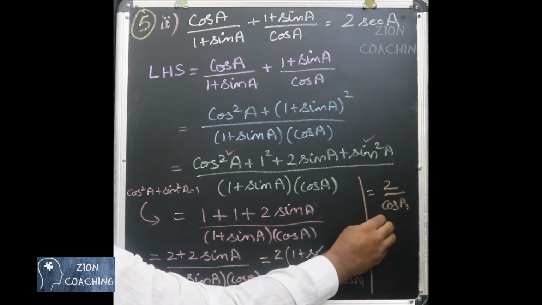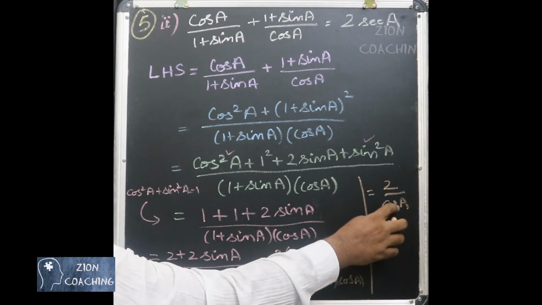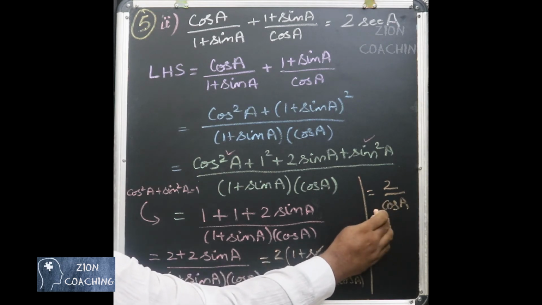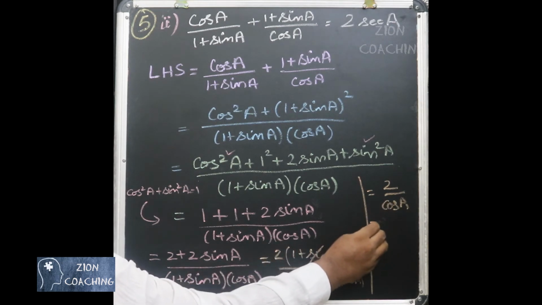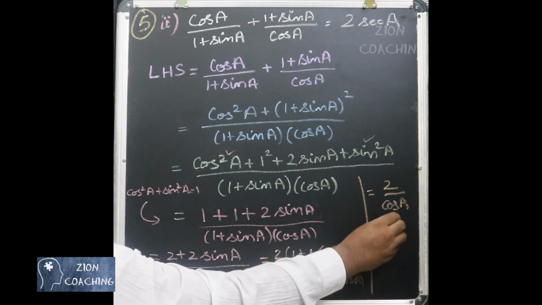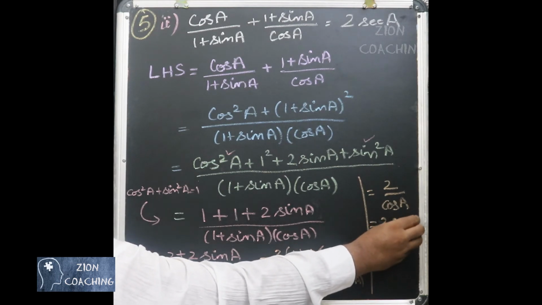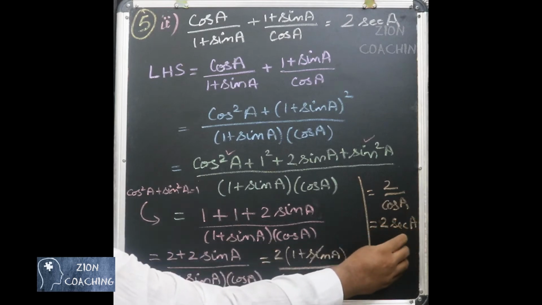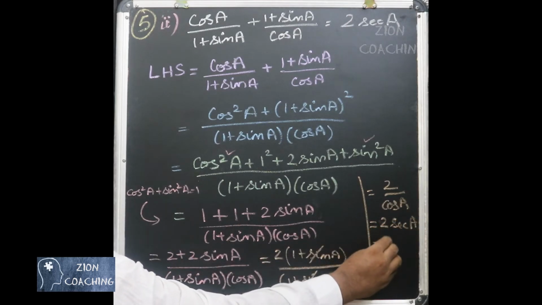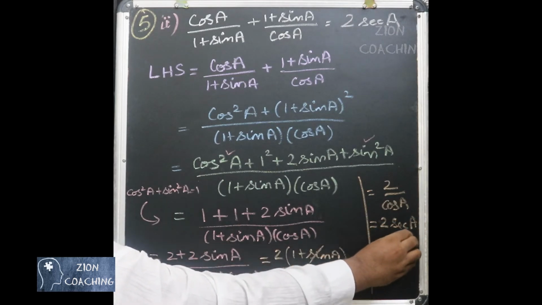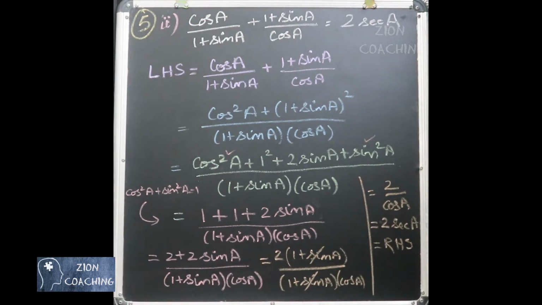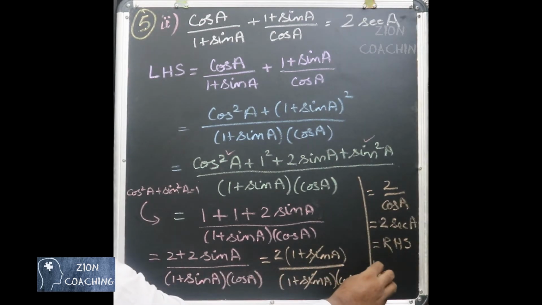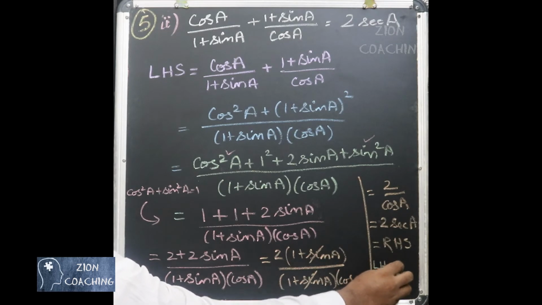Inverse of cos A is secant A. So the final answer is going to be 2 secant A. That is what is our RHS. Now we have shown that LHS is equal to RHS.